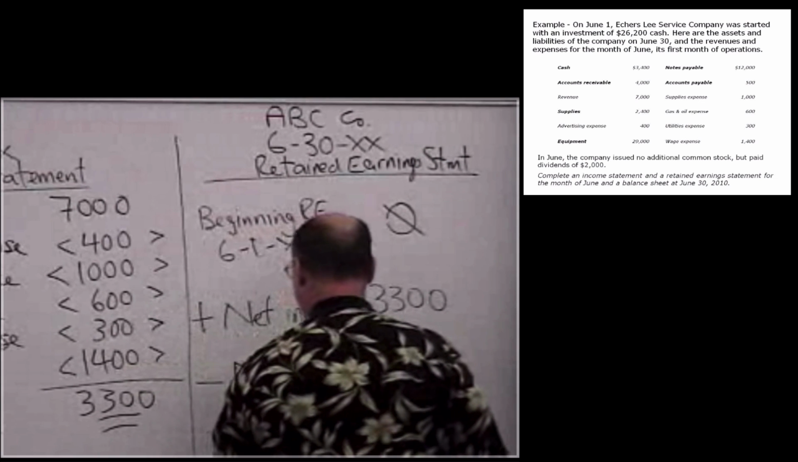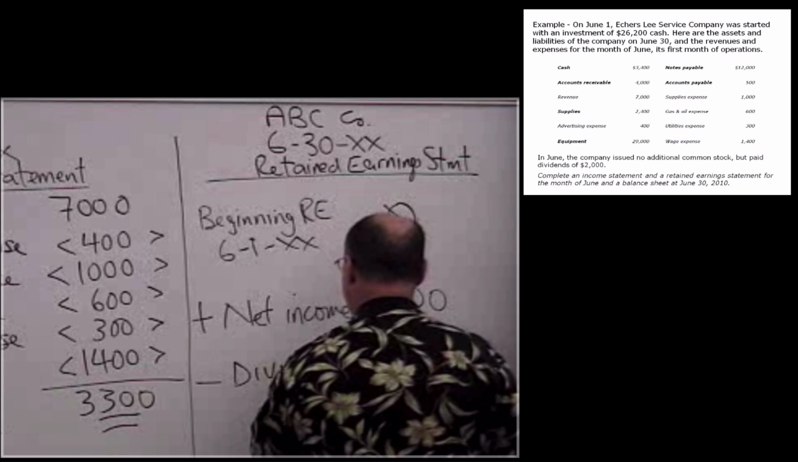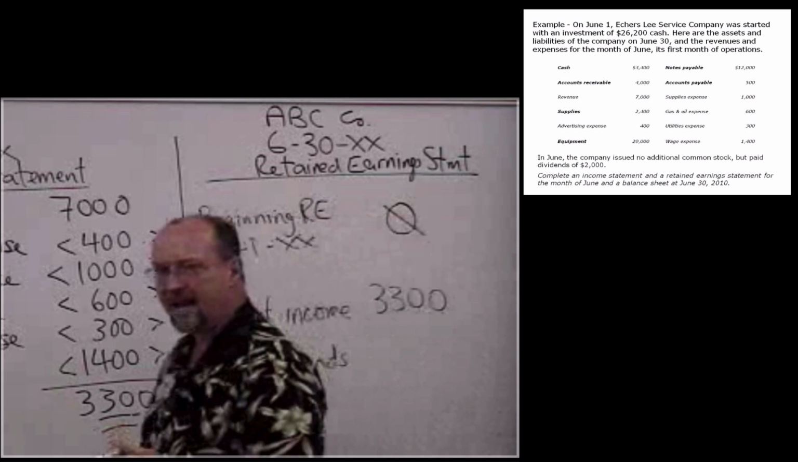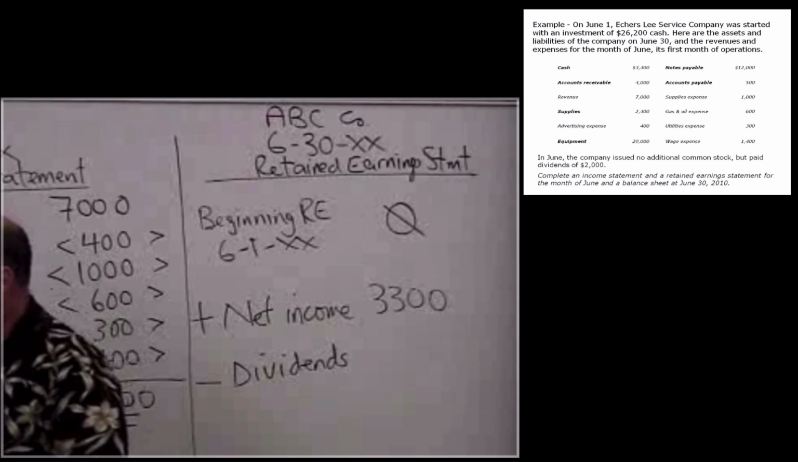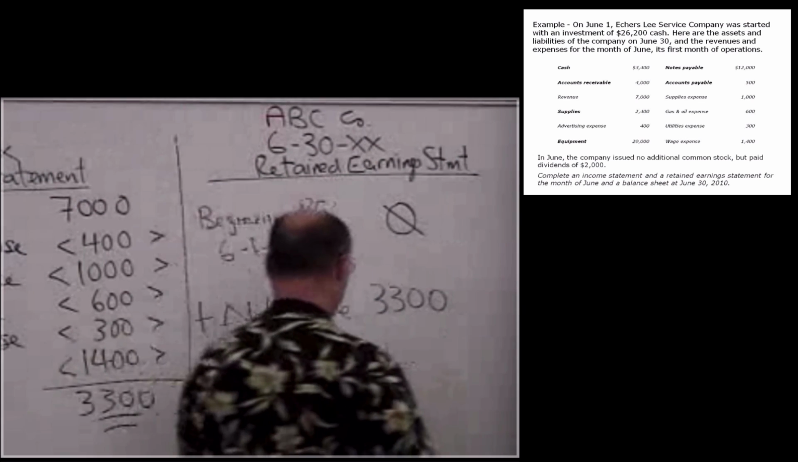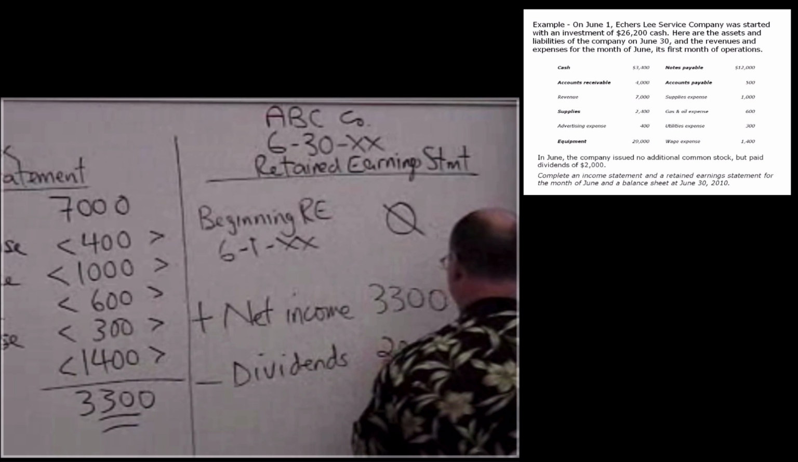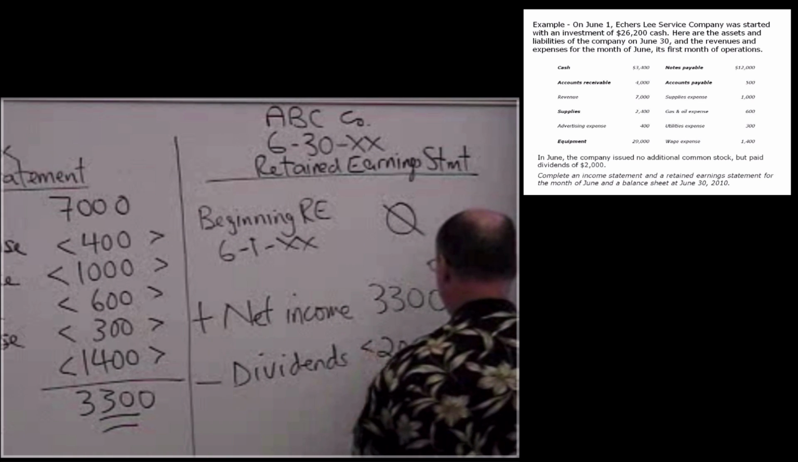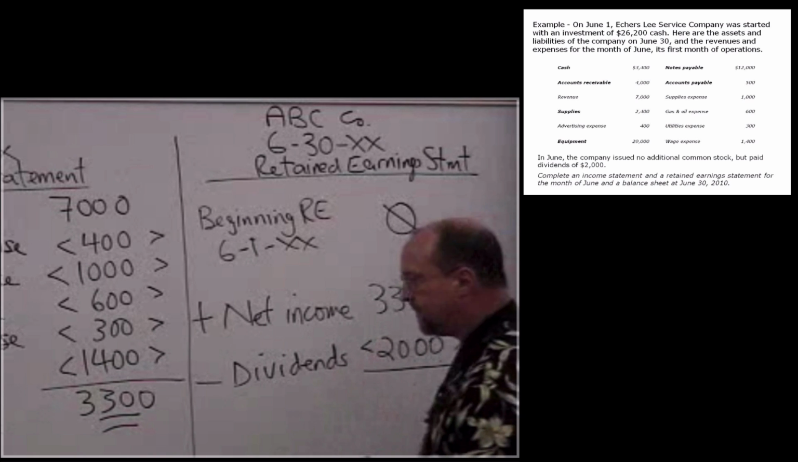Then we subtract any dividends paid back to the owner. And again, if you refer to your slide, it says they paid a $2,000 dividend. So I'm going to subtract the dividend.